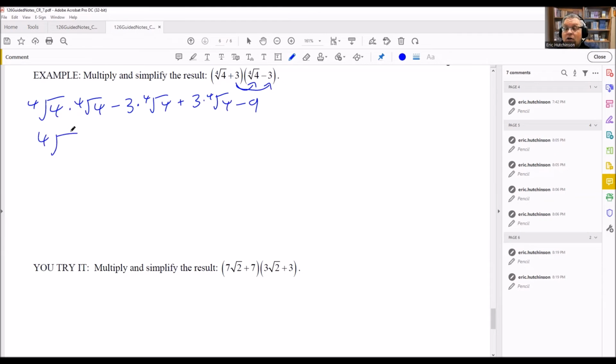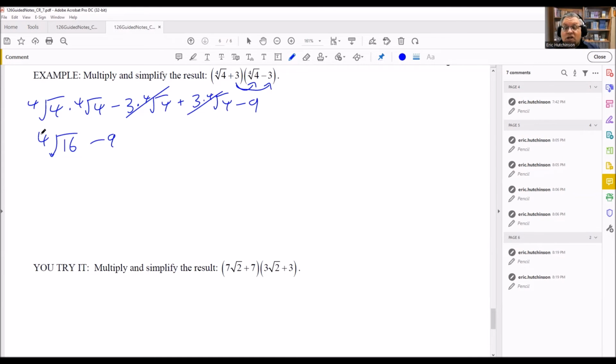So if you do that, 4 times 4 is 16. So that's the first two multiplied together. Now these middle ones, you have a -3 and a +3. They actually cancel out. And the reason why is because they add up to a 0. -3 and +3 is a 0. 0 times anything is 0. So that whole thing, middle terms, those are going to be gone. But you still got the -9 on the end here.